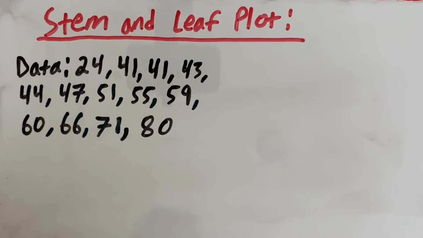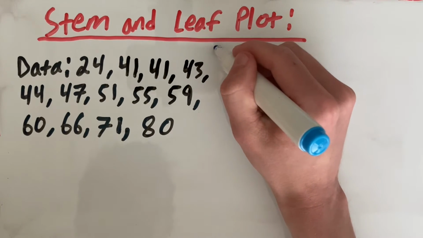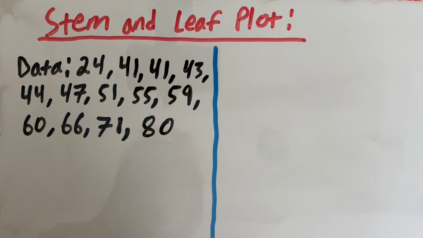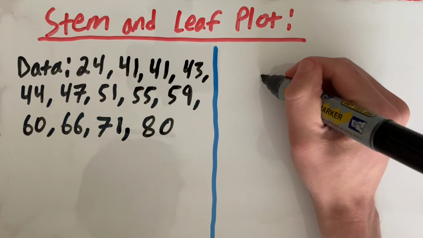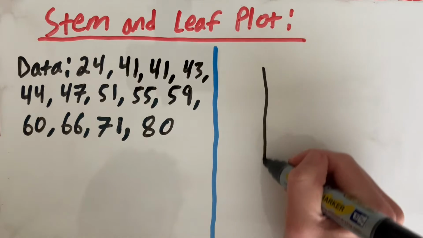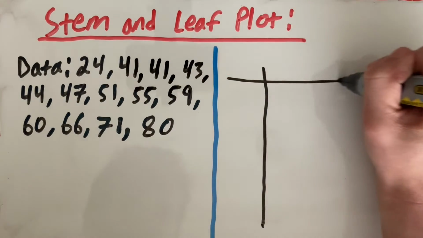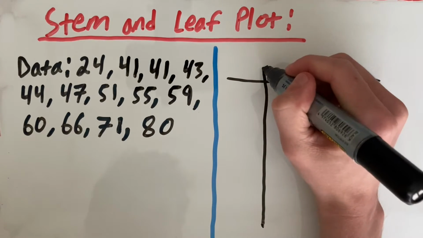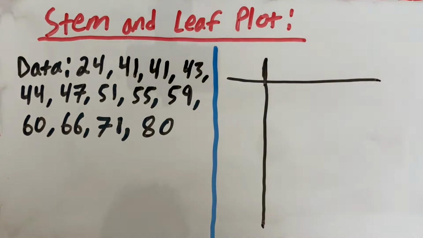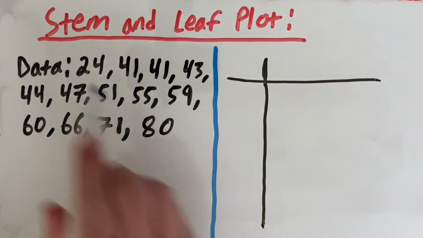So I'll just draw a line here so we can have our data on one side and our graph on the other. So the first thing you want to do when making a stem and leaf plot is to draw two lines. One line is going to go straight down, just like this, and the other is going to go horizontal at the top of that line. If you're in a test, probably use a ruler, but anyway, a stem and leaf plot has two parts, a stem and a leaf. This part here is the stem, while this part here is the leaf.